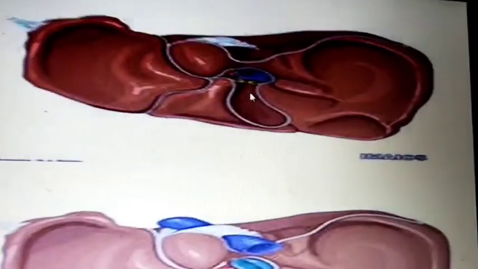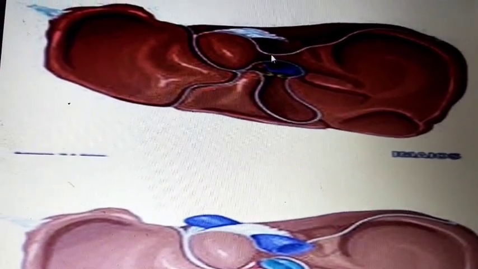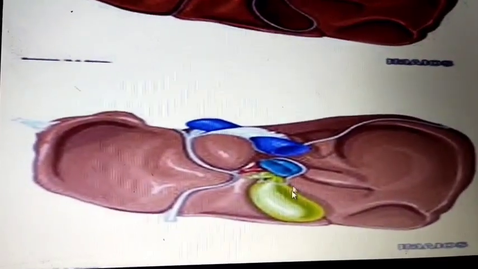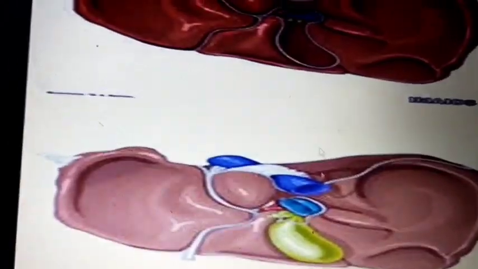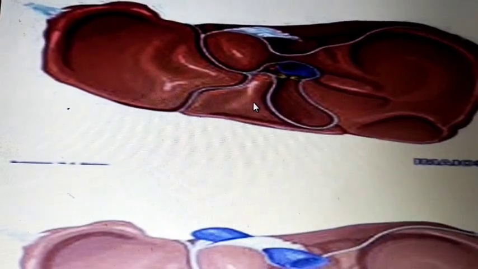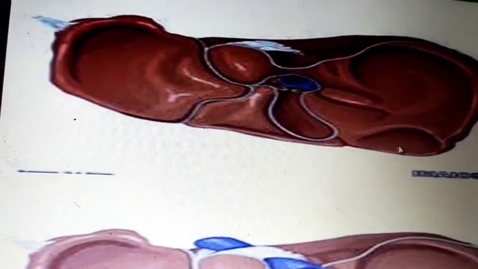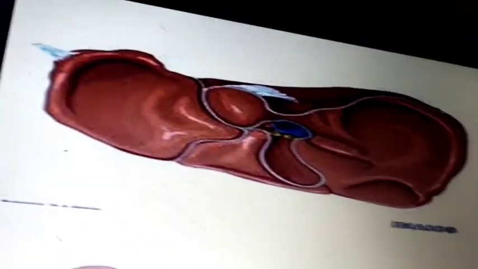You can see here, this portion is the fossa for the gallbladder. Here the gallbladder is situated. In this picture also, this is the fossa for the gallbladder. This is the quadrate lobe. This is the impression for the duodenum. This is the colic flexure impression, and this is for the renal.